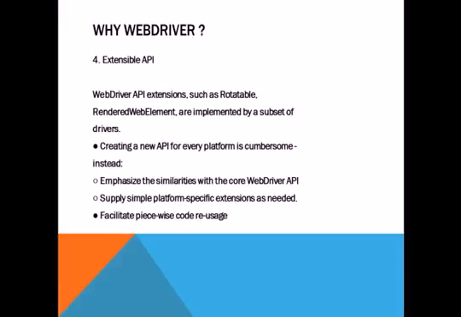And the fourth point I like to tell is an extensible API, a WebDriver API extension such as Rotatable. Then I like to tell that changing to a new API for every platform is cumbersome instead. And last is to facilitate piecewise code reuse. We are all software guys, so we know code reuse is really important in QA.